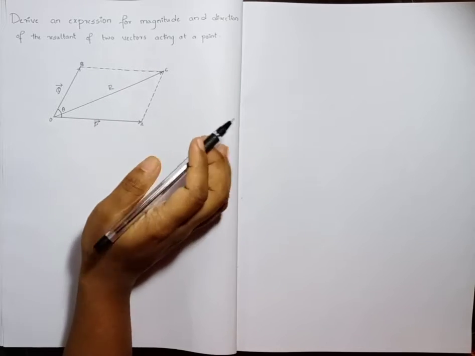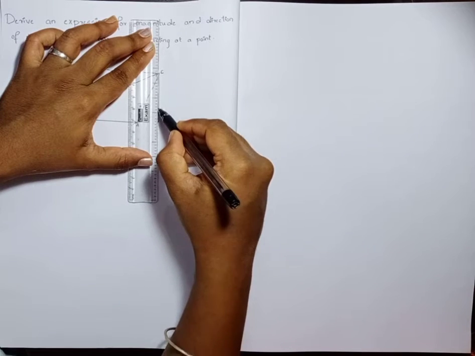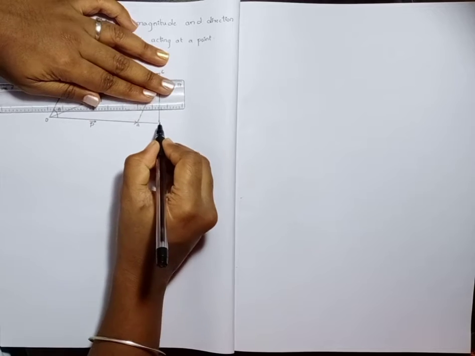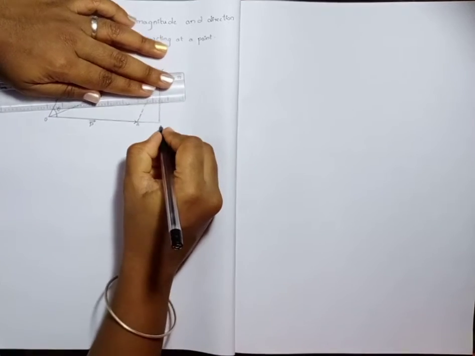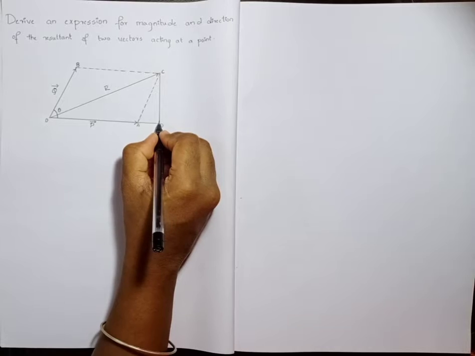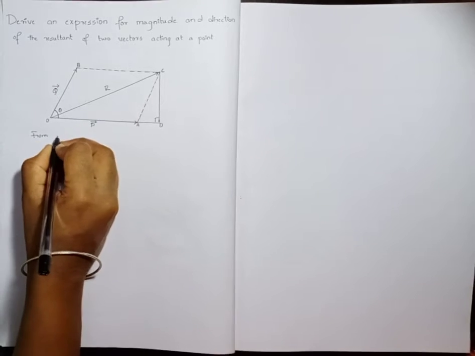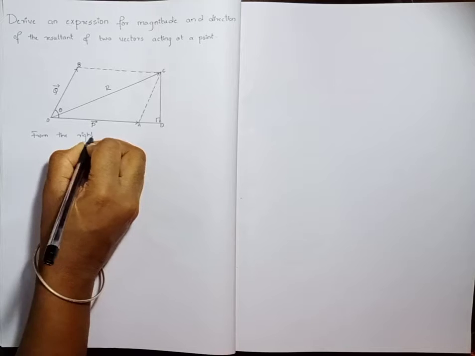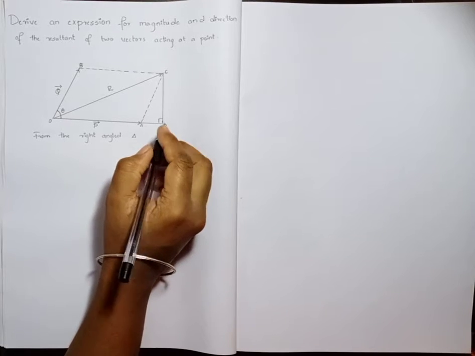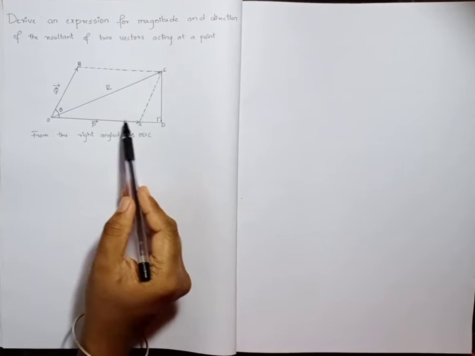Now we will draw a perpendicular line CD, and we will extend the line OA and mark the point as D. So now, from the right angle triangle ODC, this is the right angle triangle.